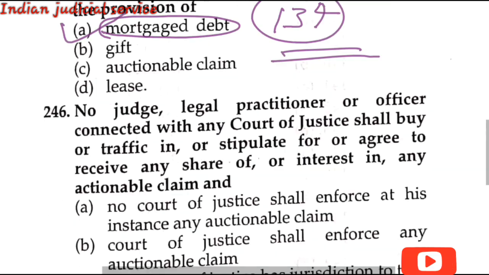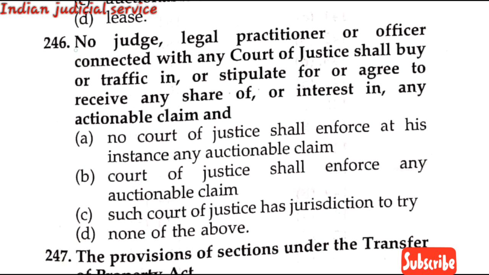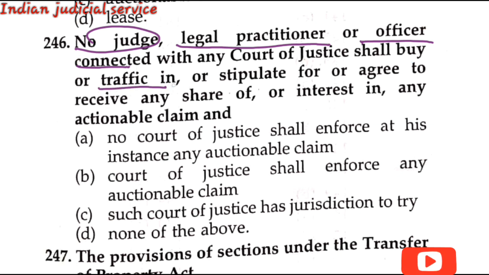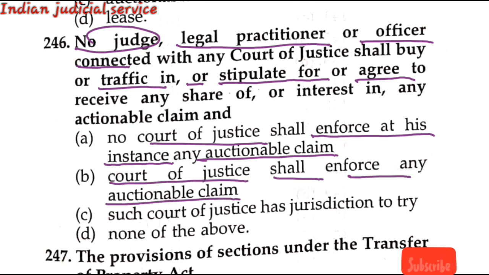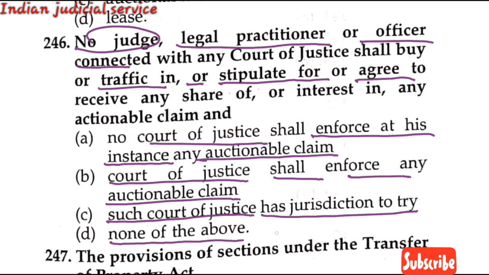Now question number 246. No judge, legal practitioner or officer connected with any court of justice shall buy or traffic in, or stipulate for, or agree to receive any share of or interest in any actionable claim. Option A, no court of justice shall enforce at his instance any actionable claim. Option B, the court of justice shall enforce any actionable claim. Option C, such court of justice has jurisdiction to try. And option D, none of the above.